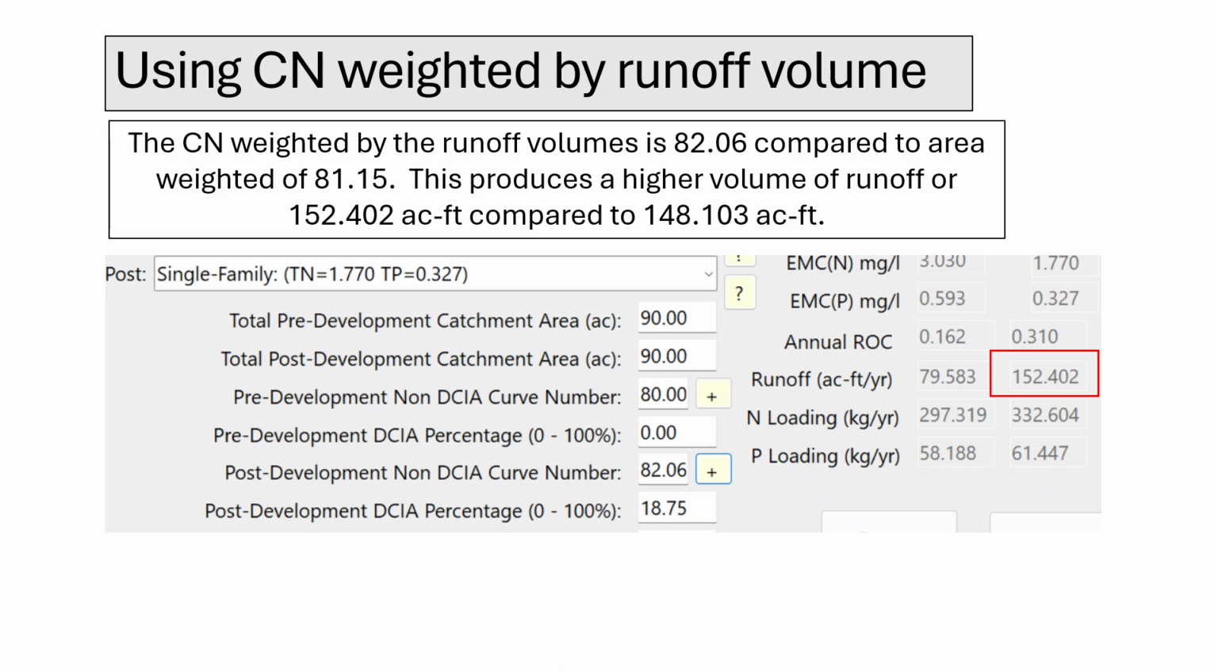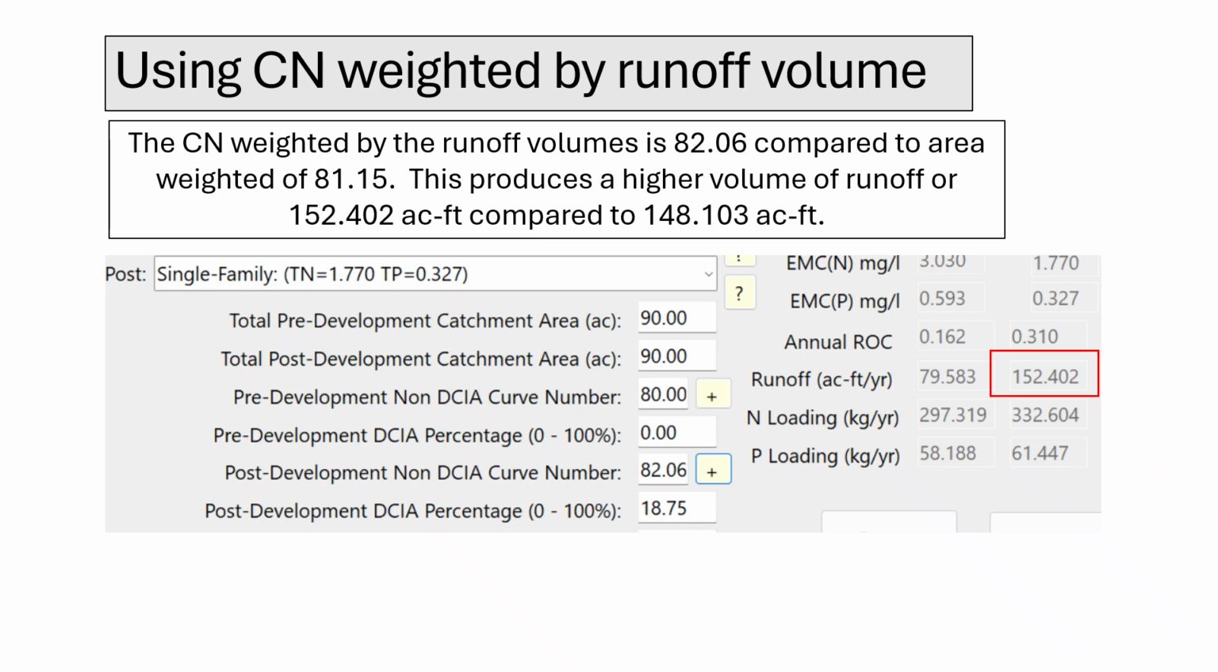When we calculate the curve number, or CN, by weighting it according to the runoff volume, we arrive at a value of 82.06. This is notably higher than a simple area-weighted CN, which in this instance was 81.15. This difference has a direct and significant impact on the predicted runoff volume. Specifically, using the runoff volume weighted CN produces a larger total volume of runoff, amounting to 152.402 acre-feet, compared to the 148.103 acre-feet obtained with an area-weighted CN.